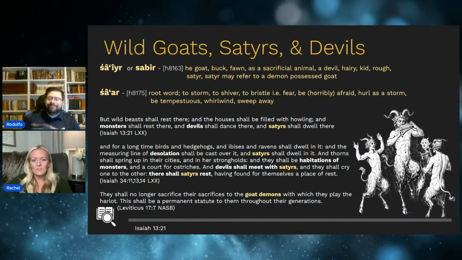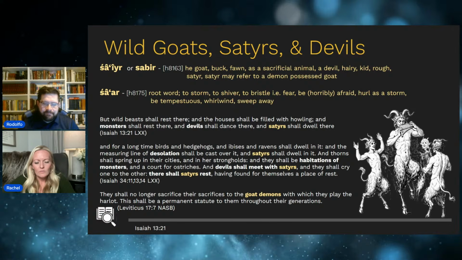The word rough, satyr, and then satyr can also refer to something that's demon possessed, specifically a goat, like how the Lord threw the devils into the pigs, as an example. And then there's a root word here that has to do with a storm and tempest and whirlwind and sweeping away, which obviously is a great root word for that. But in this chapter, 13 of the Septuagint, verse 21, it calls them satyrs, and it also calls them monsters for one of the other words there. So it's kind of an interesting one.